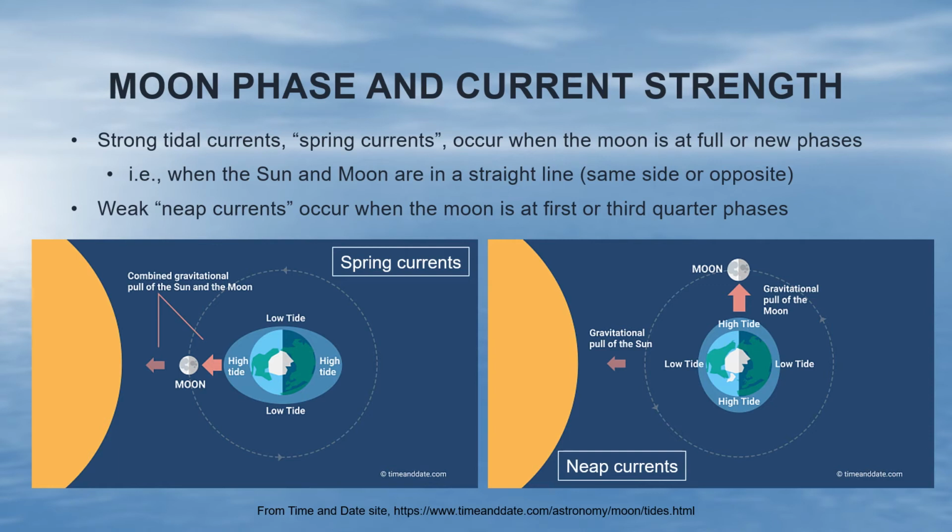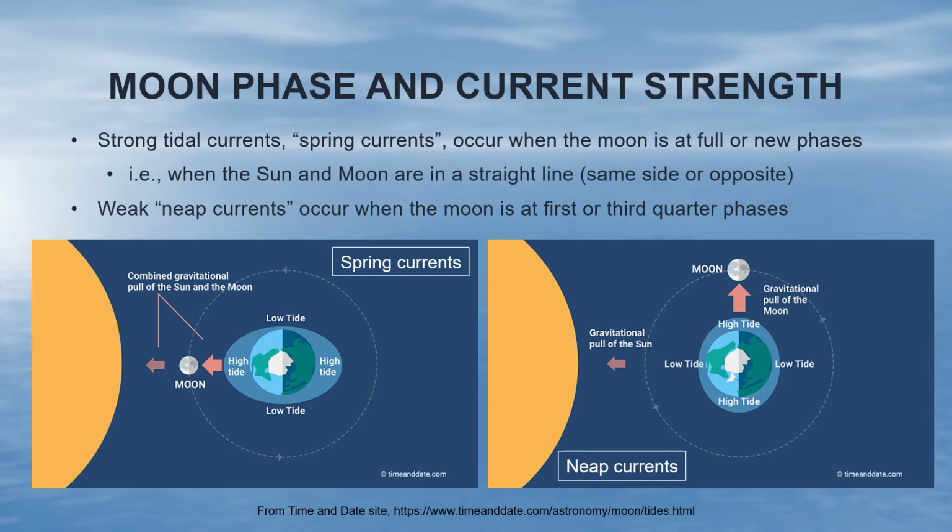Conversely, you have neap currents, which are very weak tidal currents, and these occur when the moon is in its first and third quarter phases. So that's when the moon is kind of above or below. It's not really above or below, relative to the sun, above or below Earth, and compared to where the sun is. So that means you have two oppositional forces going on.